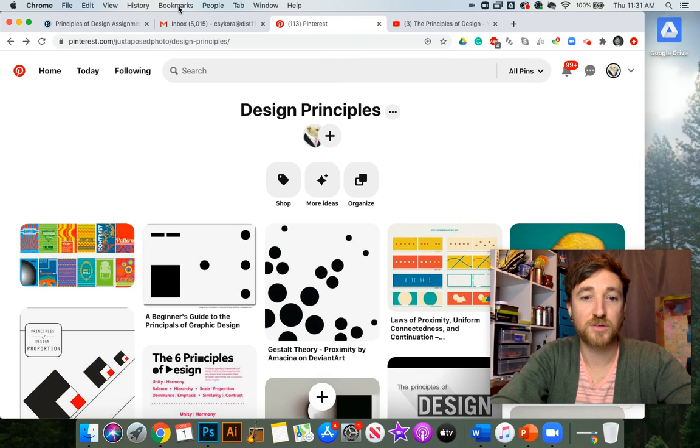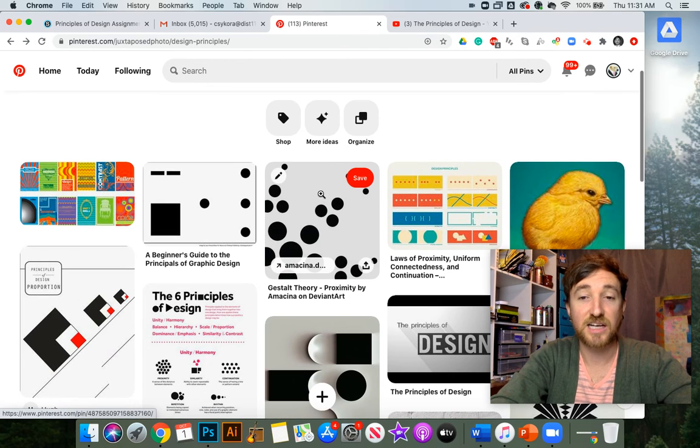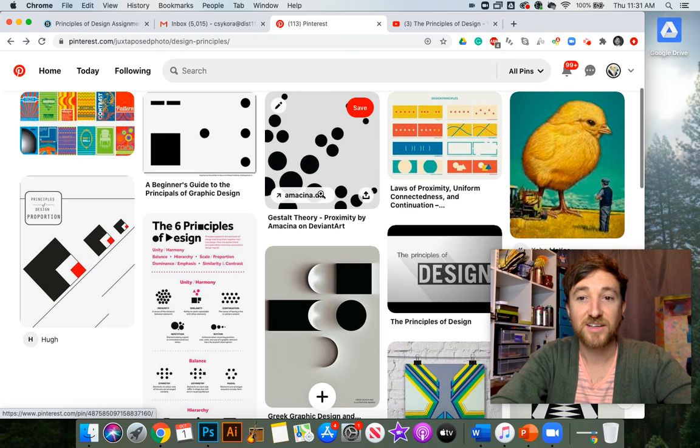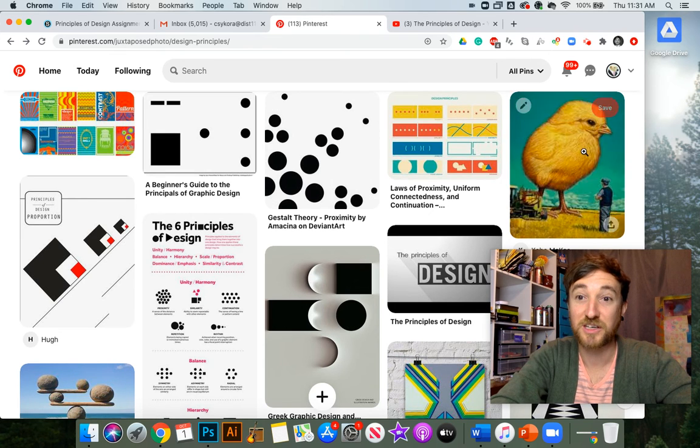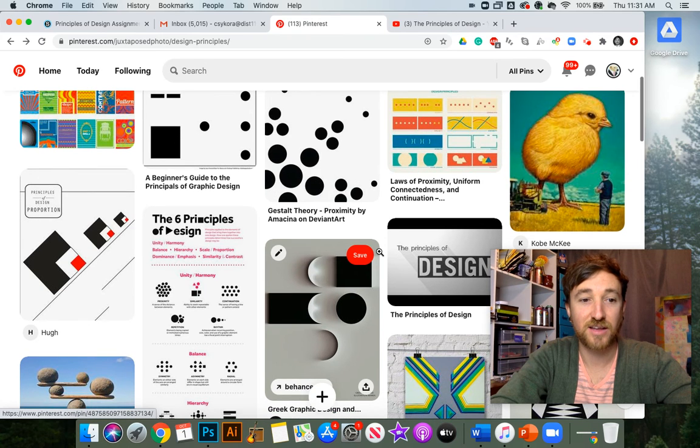There's tons of examples all over. If you go on Pinterest, typing in principle of design or just typing in your principle of design, looking up to see what other things kind of come up in relationship to that. This one with the bird is really funny how it plays on proportion because we know that a little chick is not supposed to be larger than a human being. So proportion is a really strong element in that principle of design there.